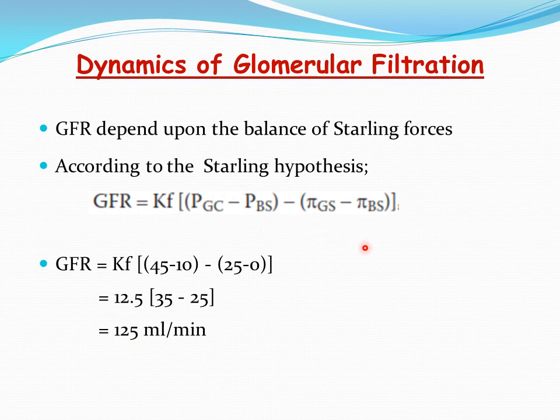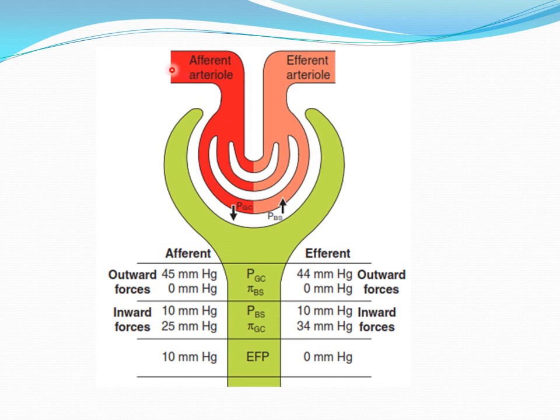So the GFR ultimately depends on the various Starling's forces. Look at this same picture showing the efferent arteriole. Here are the hydrostatic and oncotic forces in the capillary, and similar forces present here in the Bowman space. These are known as outward forces that favor the filtration, and inward forces that oppose the filtration. The difference between the outward force and the inward force is ultimately 10 millimeters of mercury. Multiplying that pressure difference with the filtration coefficient gives 125 ml per minute of GFR.